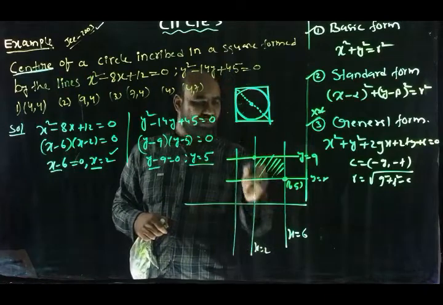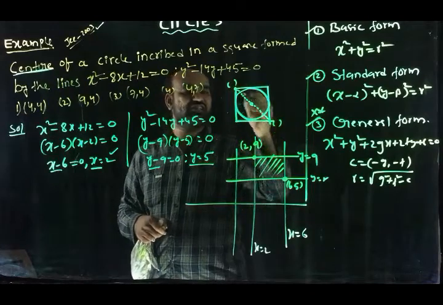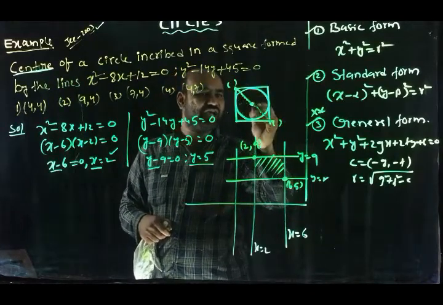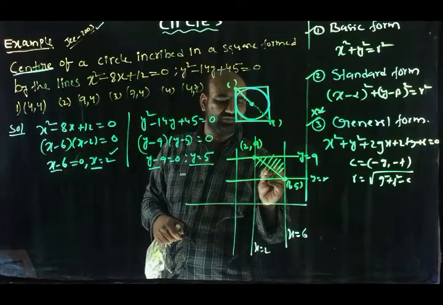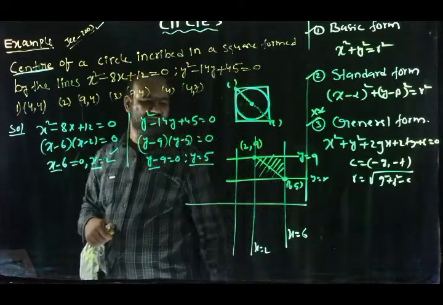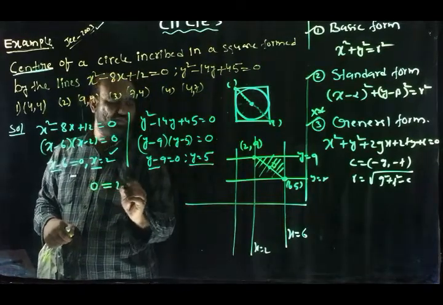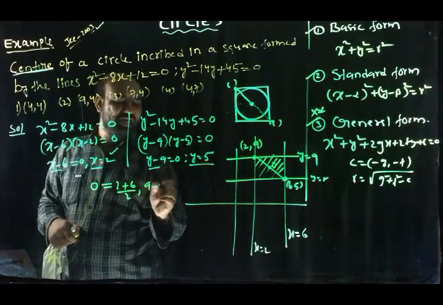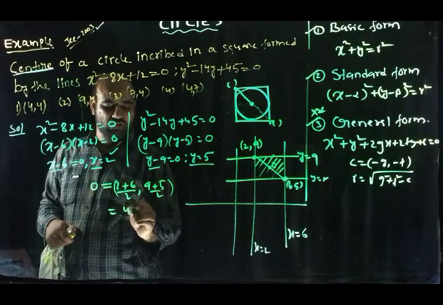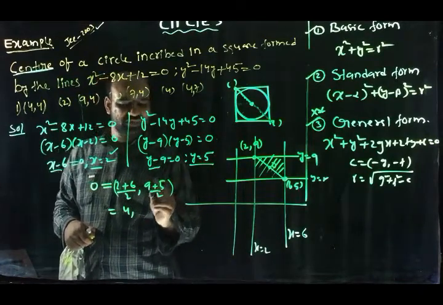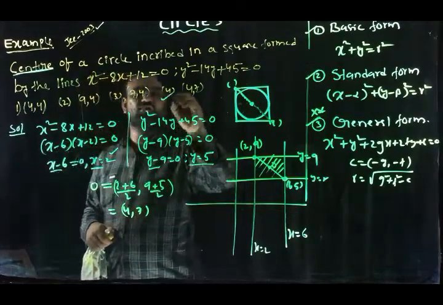So this point is nothing but (2, 9). It is enough to find the coordinates of this and this. Then this becomes the diagonal, and the midpoint of the diagonal is the center of the circle. So this is the diagonal of the square. This point we should find, let it be O. O is the midpoint of those two. O equals ((2 plus 6) by 2, (9 plus 5) by 2) by using the midpoint formula. 6 plus 2 is 8, 4; 9 plus 5 is 14, by 2 is 7. Therefore, the center of the circle is (4, 7).